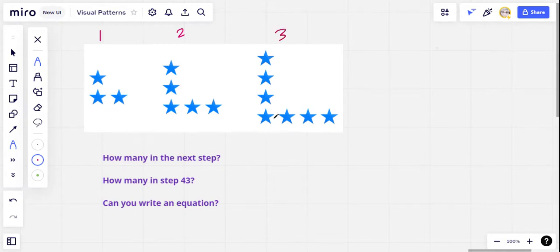And your job is to figure out how it changes from step to step so that you can predict what's in the next step, what's in step four. And then at a higher level of difficulty, how many stars would be in step 43? And can you write an equation that would predict the number of stars in any step at all? So if you'd like to accept that challenge, pause the video, work it out, and then see how you do.